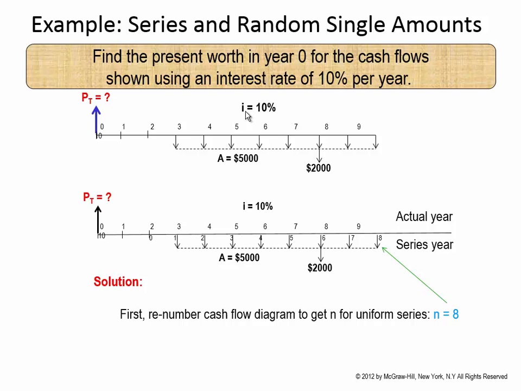So since this is the pattern of a uniform series, what we have to do is convert this to an amount here. And that year before the payments actually begin is here at 2. And so we're going to convert the annual series to something at year 2, and then we're going to move it from year 2 to year 0.